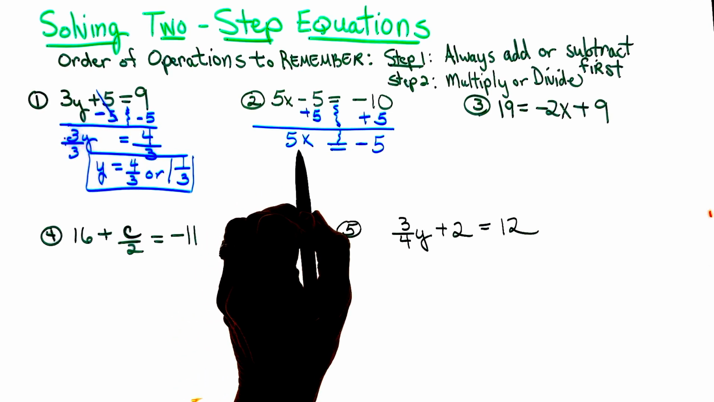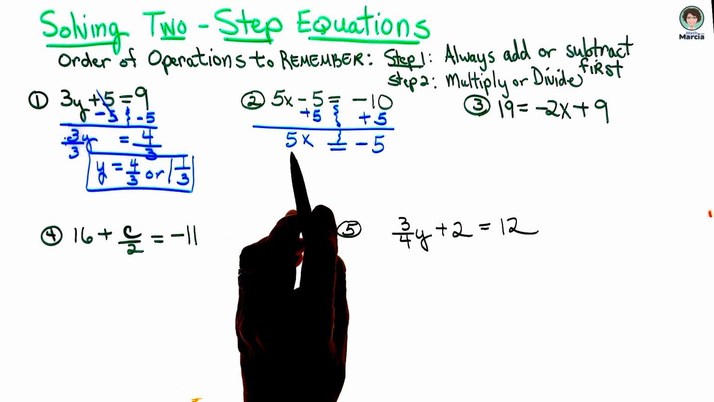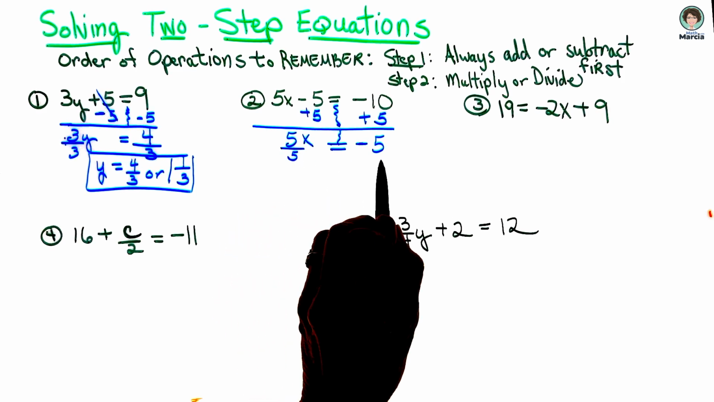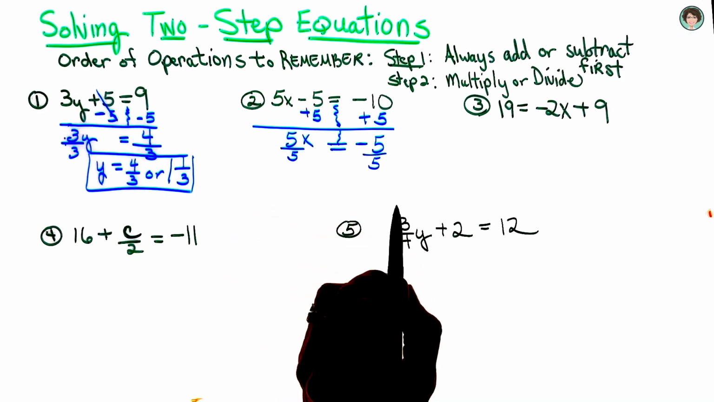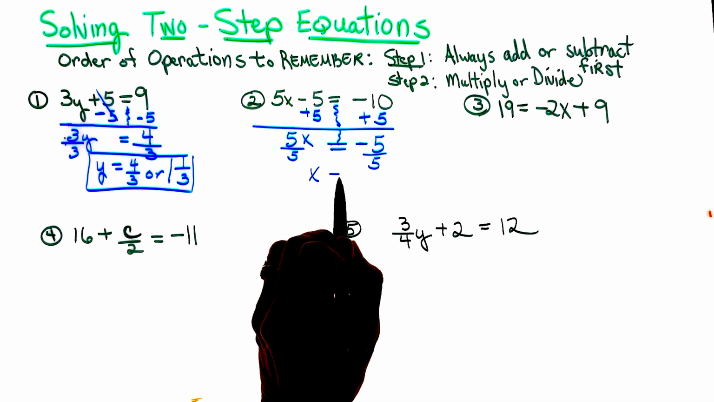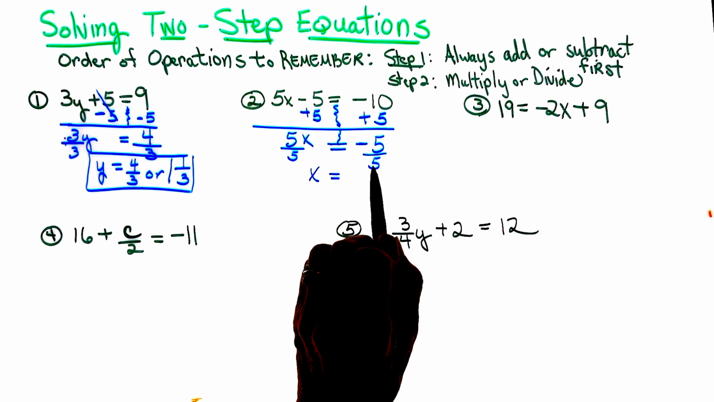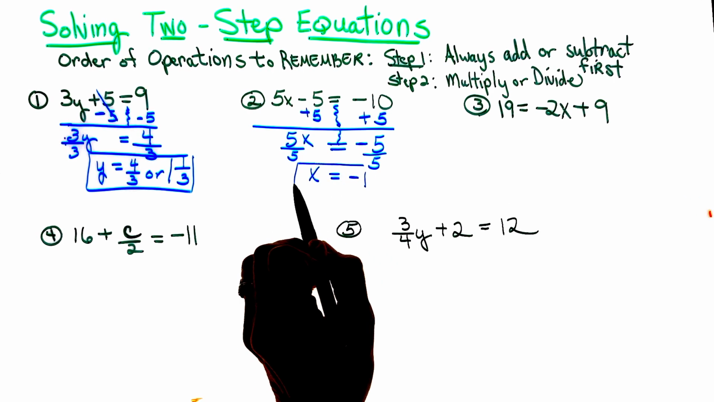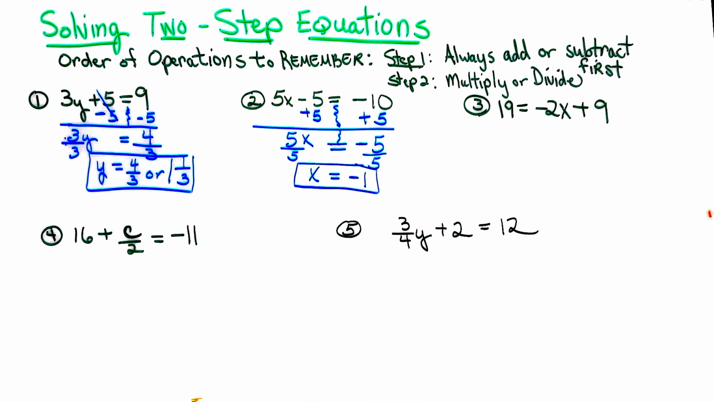So when we're looking at this, 5x means multiplication. Again, we are dividing by 5 on both sides. So x is going to be equal to, and a negative and a positive is equal to a negative 1. And there we go for our answer for that one.